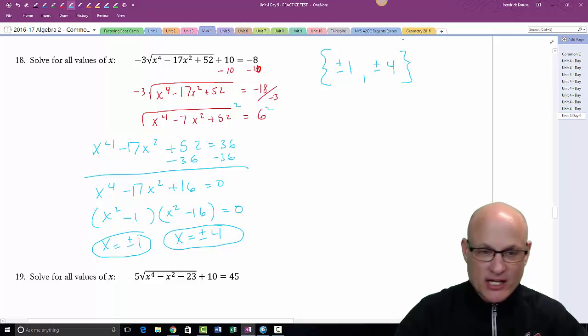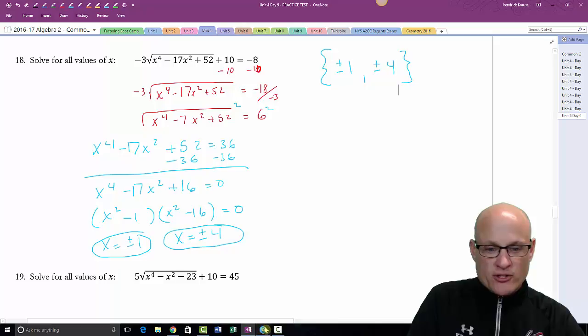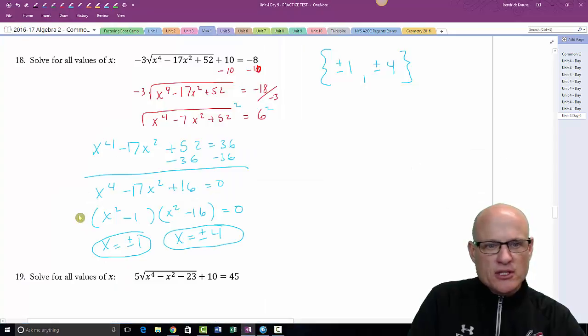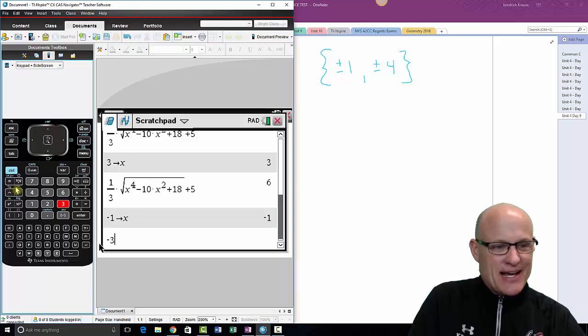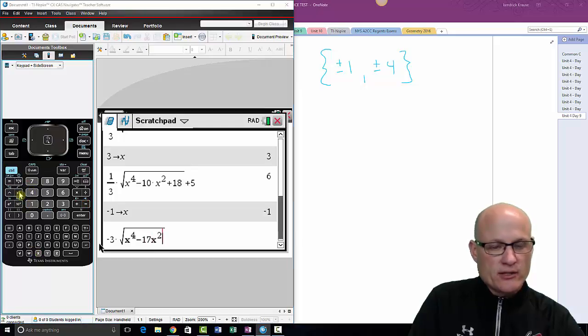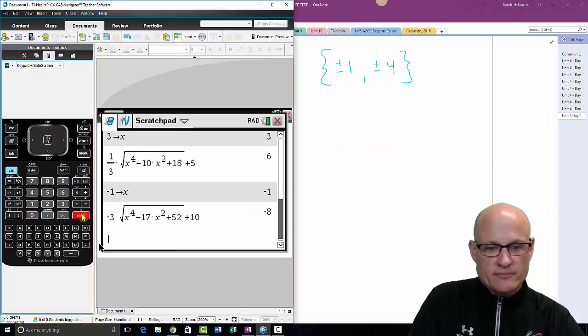Now, we still have to check them. I know this is a pain in the neck. So go to your calculator. Negative 1, control var x. And we're going to type in negative 3 times the square root of x to the 4th minus 17x squared plus 52, plus 10. And hopefully this is negative 8.